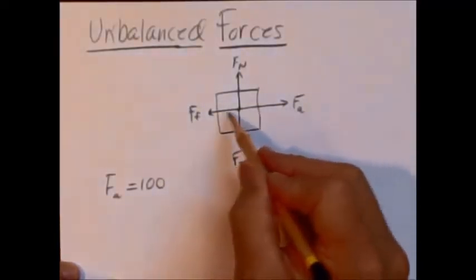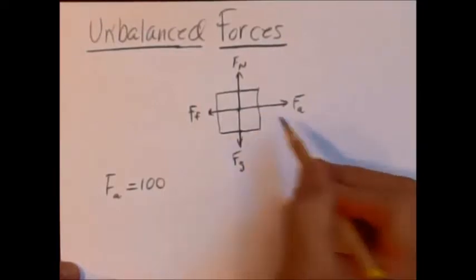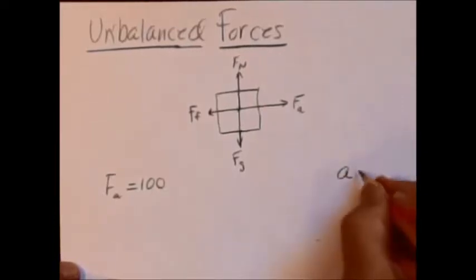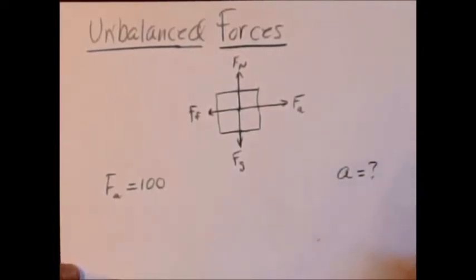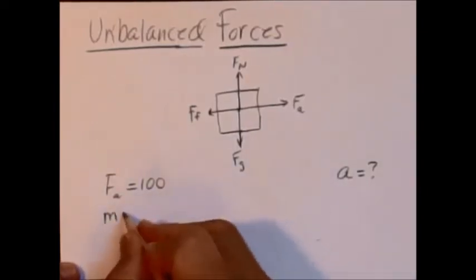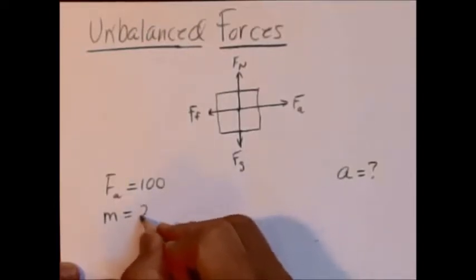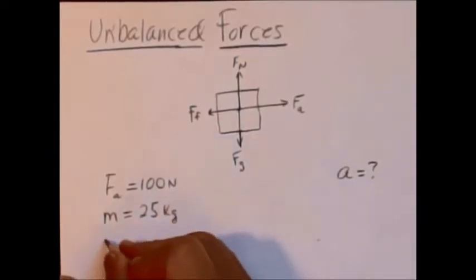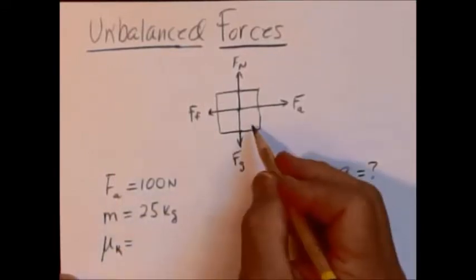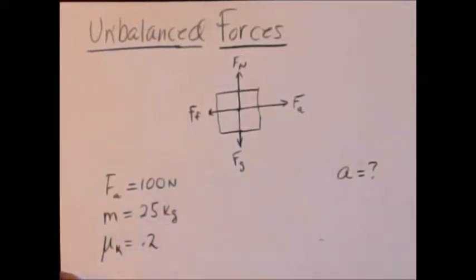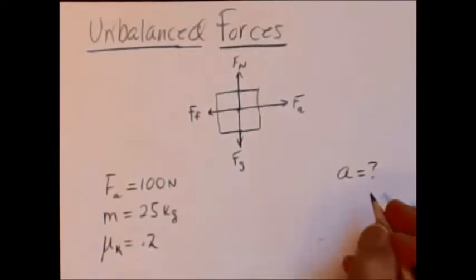So there was going to be some net force that was acting on this box to accelerate it. And that's what the question wanted us to find. It wanted us to find what is the acceleration. Well, they also told us that the mass of the box is equal to 25 kilograms. And they told us that the coefficient of friction, kinetic friction, between the crate and the floor was 0.2. And that's all they told us, and they wanted us to find A.